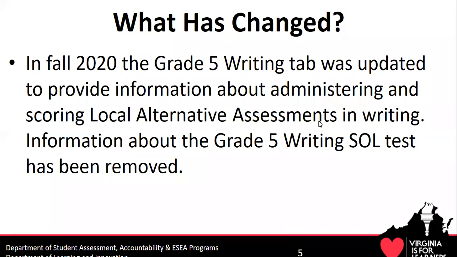So first, what has changed for Understand Scoring is that in fall 2020, that tab was updated to include information about local alternative assessment in writing. As you know, the grade 5 writing SOL test was replaced, and so that information specific to the SOL test has been removed.